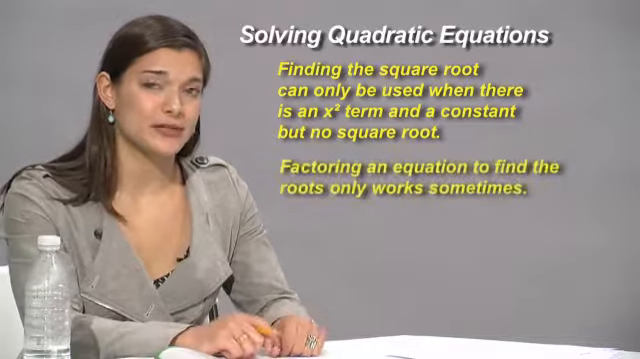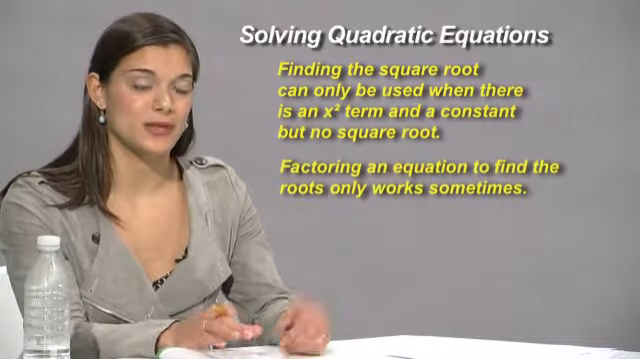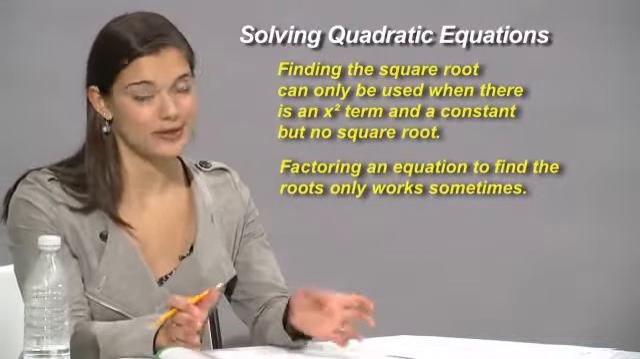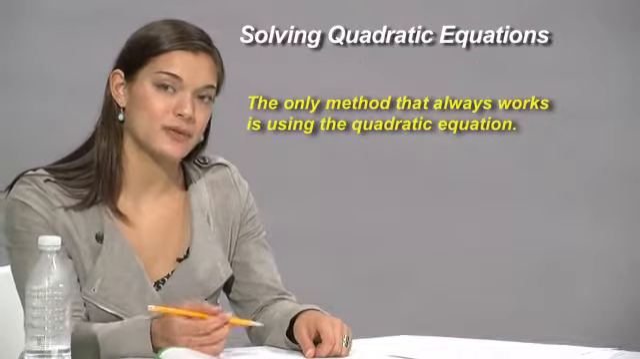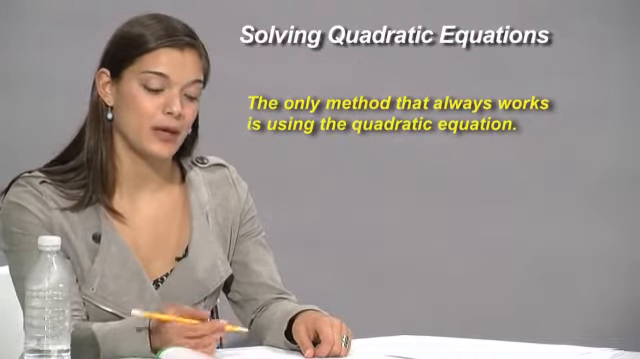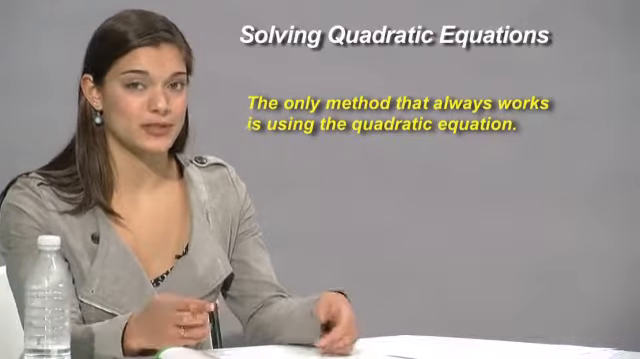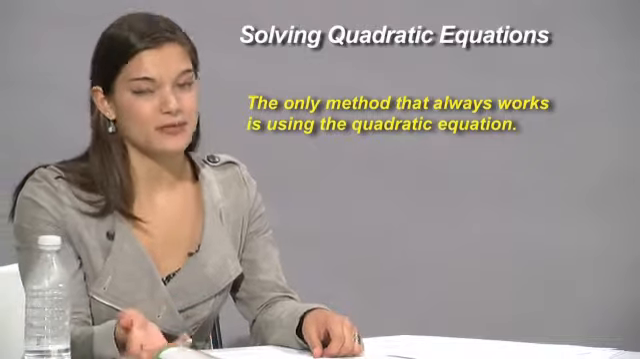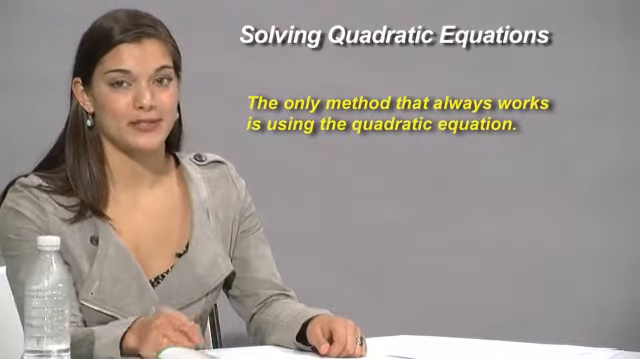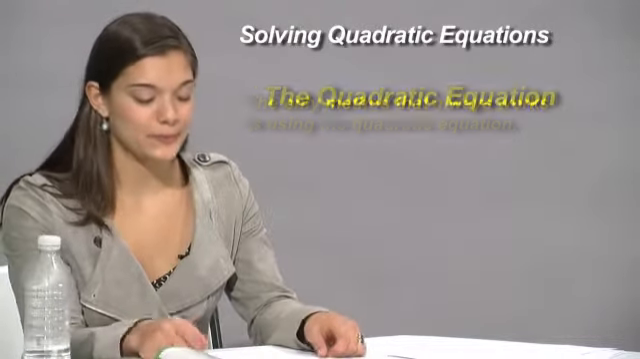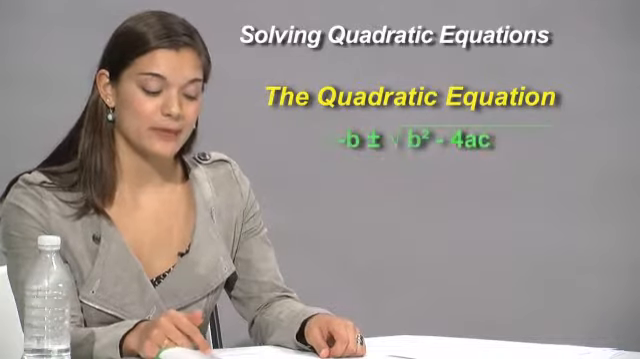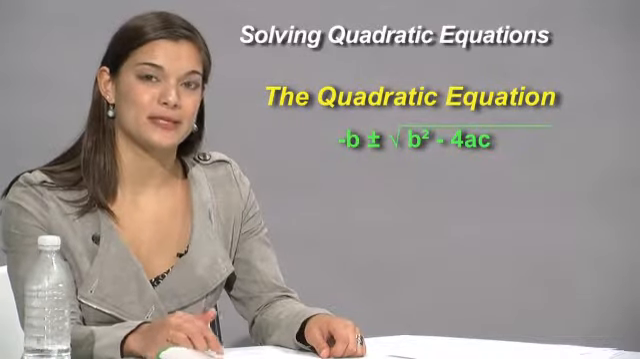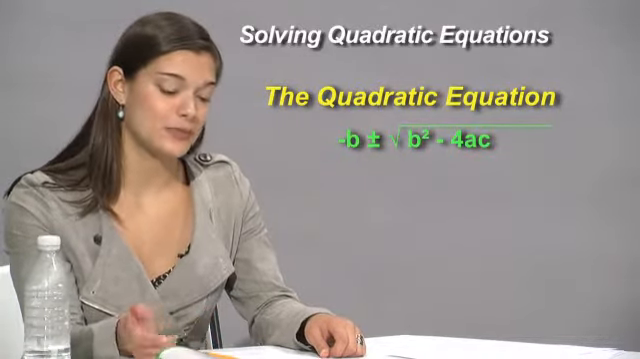You can also factor an equation to find its roots, but that only works when the constants can be factored out. The only way that you can always solve a quadratic is with the quadratic equation. If you're ever stuck on a problem, you can always use that formula. The formula is just something you have to memorize, but if you write it a bunch of times, you'll be able to remember it. It's just negative b plus or minus the square root of b squared minus 4ac over 2a.